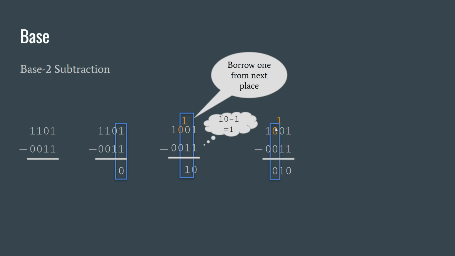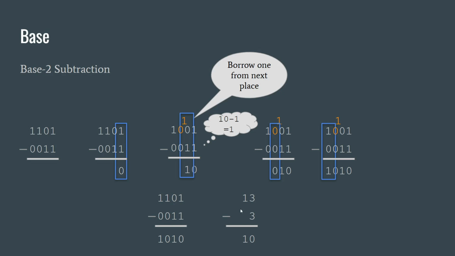We go to the next digit, which is now a 0 here, so 0 minus 0 is 0. Then we go to the last place, and we have a 1. 1 minus 0 is 1. So those binary numbers subtracted give us this result. And if you were paying attention on the last slide, you'll realize those are the same numbers. 13 minus 3 equals 10. So mathematics going the opposite way works all the same. Again, the only difference is the place rolling over at 2 instead of 10.